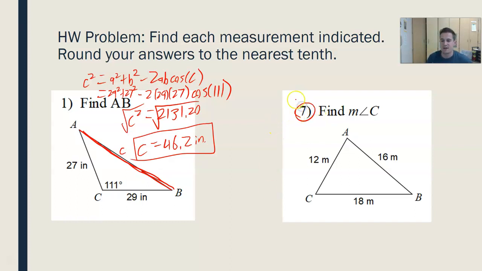Number 7. So number 7 says find the measure of angle C right here. And I only know all 3 sides. So that second section there under the law of cosines, when we were talking about those formulas, gives you the rearranged law of cosines formula so we can solve for a missing angle. So to find the measure of angle C, we're going to write the cosine of C is equal to a squared plus b squared minus c squared divided by 2ab.